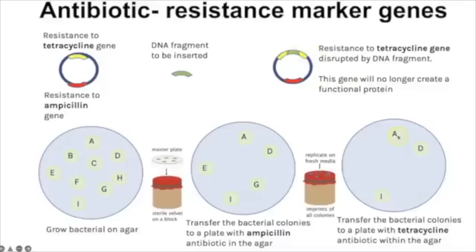So that means colonies A, D and I do have a plasmid, but because they can grow on tetracycline, they must contain the original plasmid because the gene is still intact and therefore they're resistant to tetracycline. Now colonies E and G survived on ampicillin but were killed on tetracycline. So that means colonies E and G must contain the plasmid of interest because they are resistant to ampicillin but they're not resistant to tetracycline.